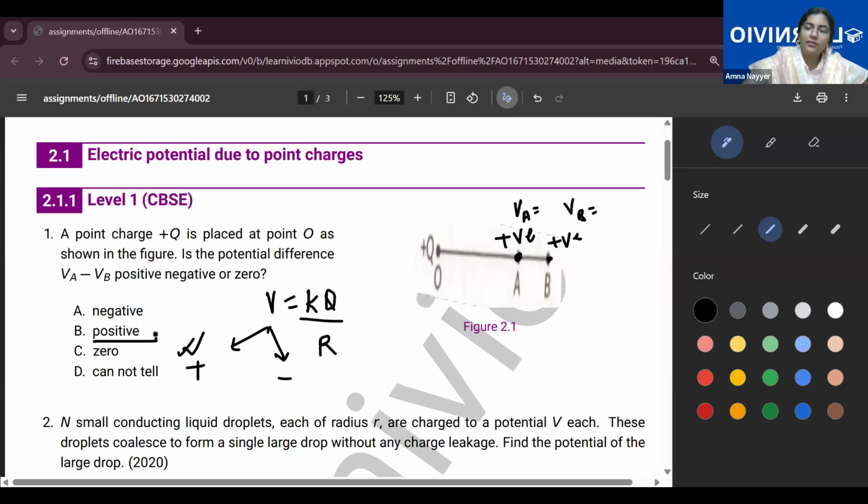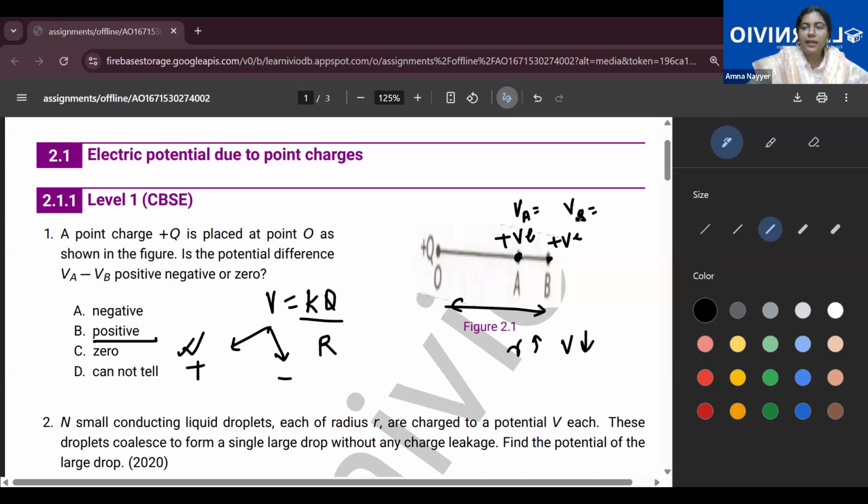So how will you... like we have R, right? And VA will be smaller than VB. So even if it's positive, VB is greater than VA and it will become minus. So when you subtract it, will it not be minus? If the radius is greater, then the potential will be lesser.